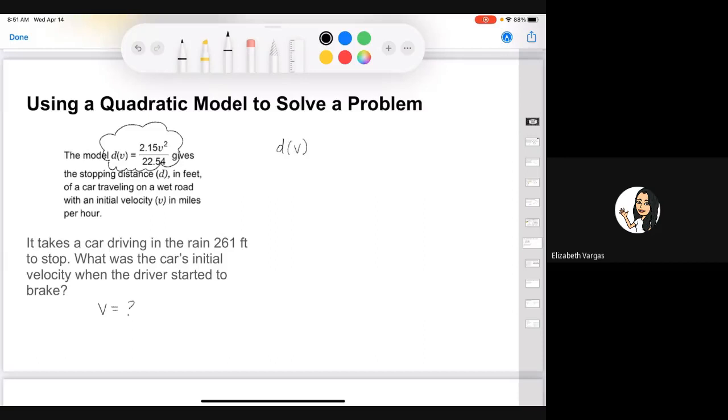So I start here. I'm going to write down that equation just so we can work with it. And what this tells me is it takes a driver in the rain 261 feet to stop. So my distance is 261 feet. Now I'm going to look for my v. So basically I'm just isolating my v. What is my velocity when my distance is 261 feet? So cancel this out, divide, multiply on both sides.